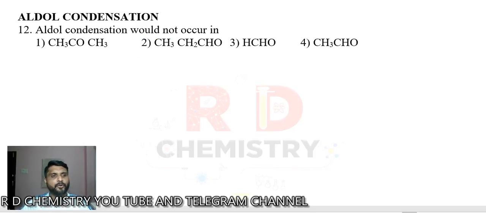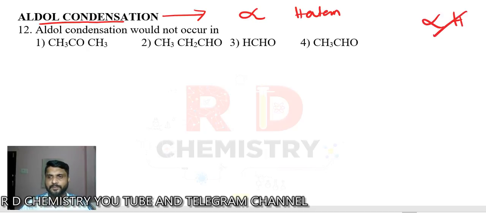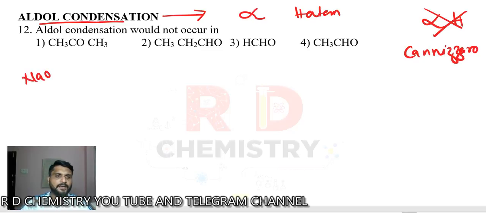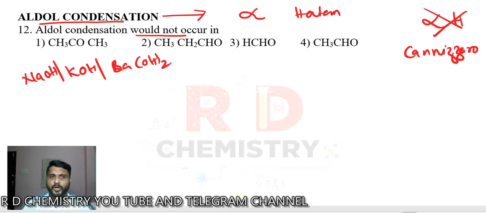Question number 12 is about the aldol condensation and the Cannizzaro reaction. To undergo aldol condensation, the compound must contain an alpha hydrogen atom. If there is no alpha hydrogen atom, then the molecule can undergo Cannizzaro's reaction. And the reagent for both the reactions is the same. You have to make use of alkali, either sodium hydroxide, potassium hydroxide, or barium hydroxide. Right? Now, aldol condensation should not occur, but it can undergo Cannizzaro.